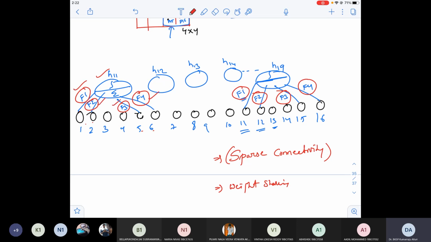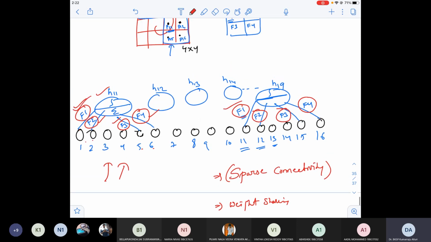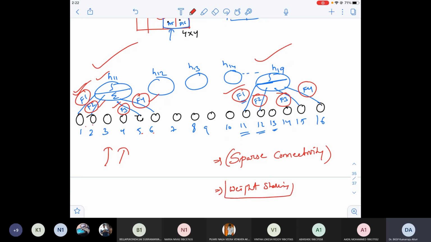Every weight is independent, unless when randomly generating these weights, maybe by chance the weights may be the same, but we don't have any strict restriction that the weights should be the same. The weights can be different in most cases, but here there is a strict restriction that this F1 and this F1 are the same. Similarly, F2, F3, F4 here are exactly equal to the F2, F3, F4 used in the H19 operation. So that means I am sharing the weights.